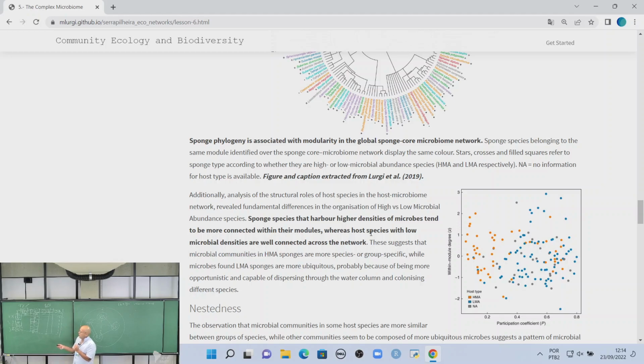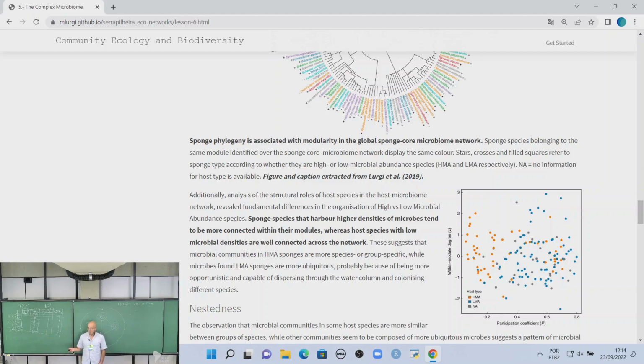I mean, just to explain what is the difference between these two colors, because this difference is purely biological. It doesn't have anything to do with the structure of the network. Yet, a pattern in the structure emerges between these two things, right?